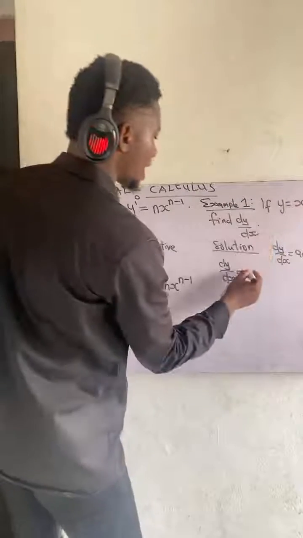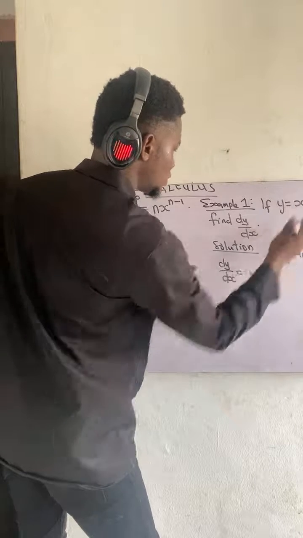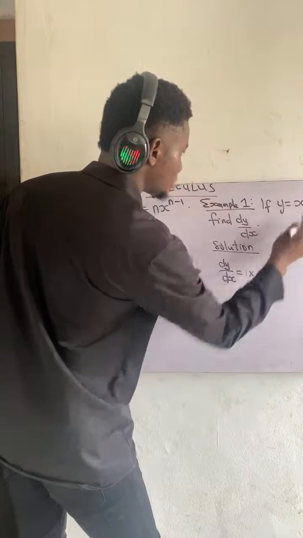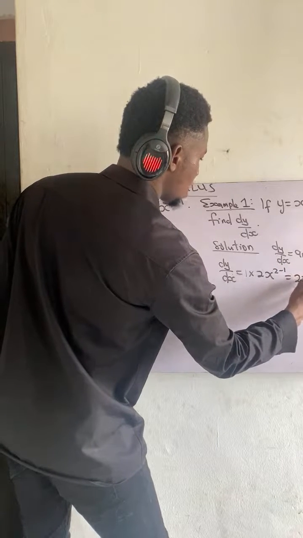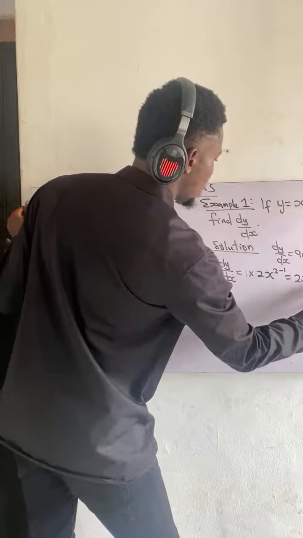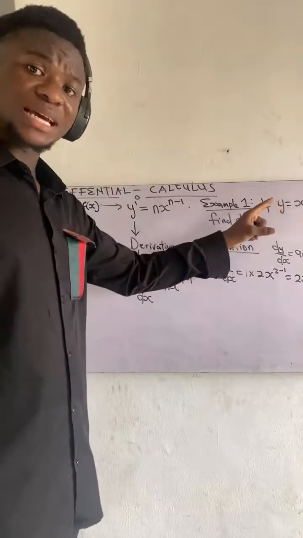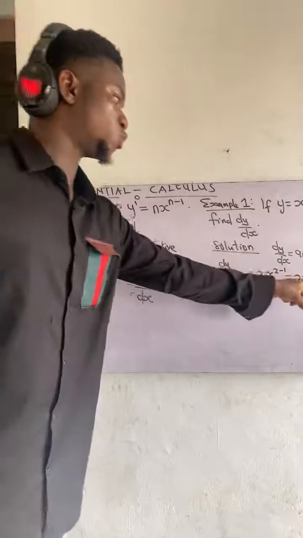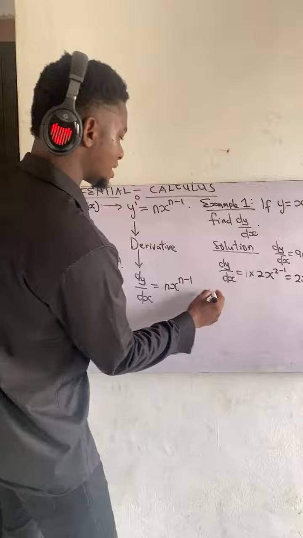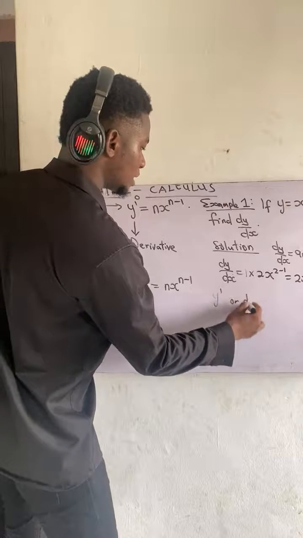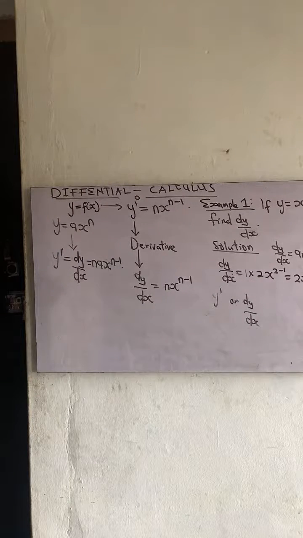So this would now be equals to 1 times n, that is 2, 2x raised to power n, which is 2, minus 1. And this will be equals to what? 2x to the power 1, and that's equals to 2x. So this simply shows that the derivative of y is 2x. Do you get that? This derivative of y can be represented as y prime or dy dx. Okay guys, let's look at another example.